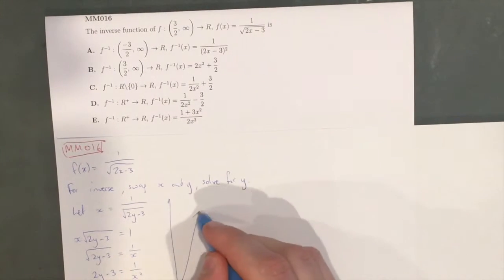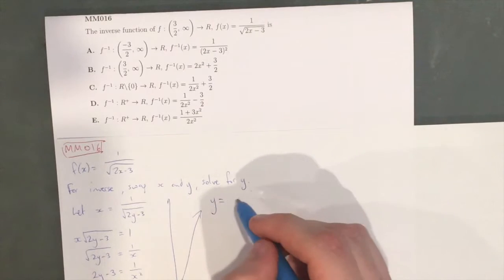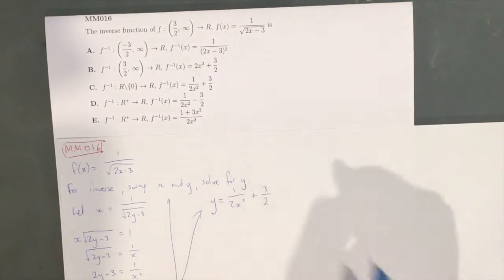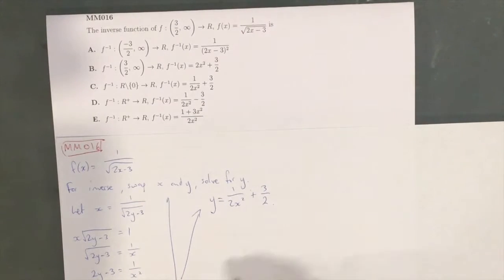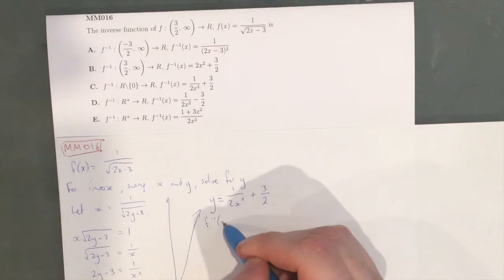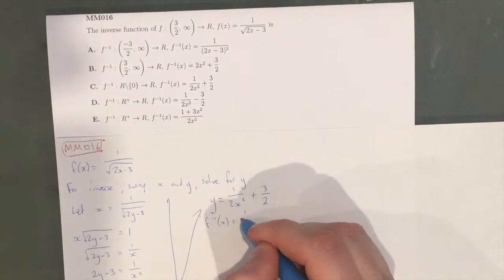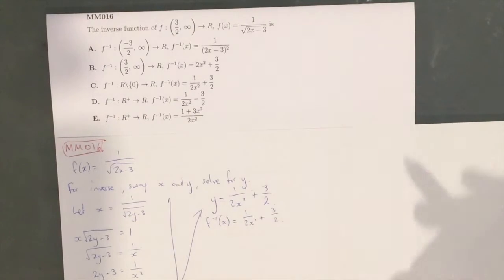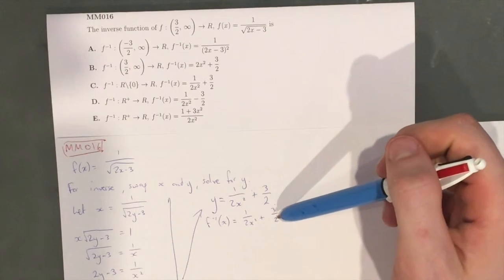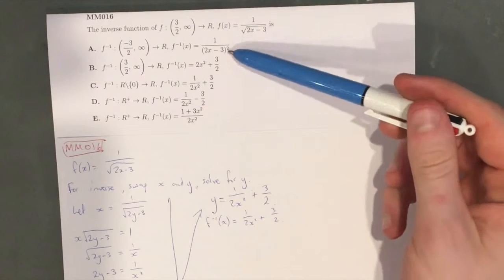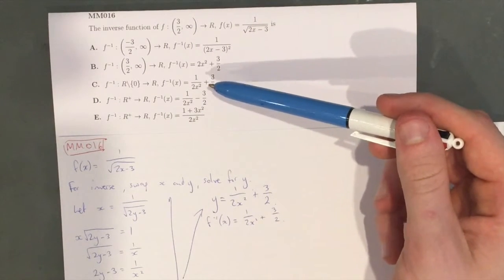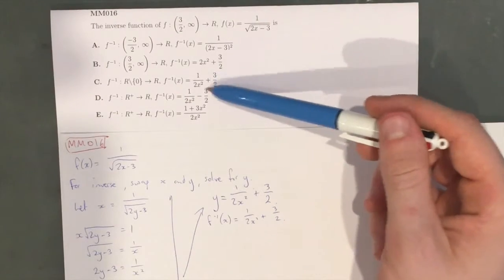And then that brings it up to y equals 1 over 2x squared plus 3 on 2, because you've divided both sides by 2. Which means that f inverse of x, which is your inverse, is equal to 1 over 2x squared plus 3 on 2. Now we need to look for this in the answers, which you have C as your answer.